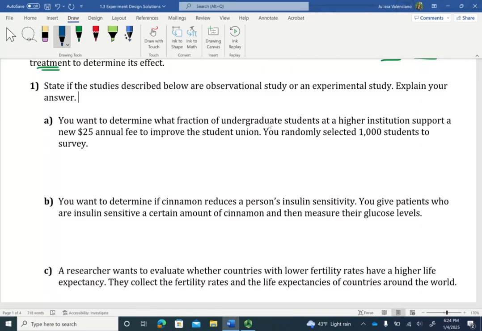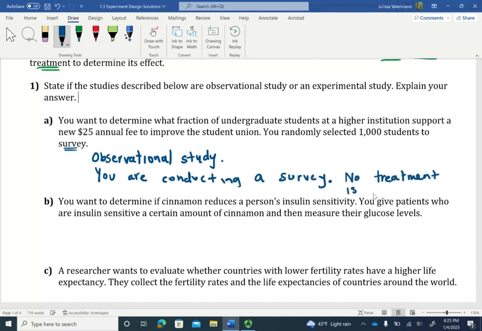You want to determine what fraction of undergraduate students at a higher institution support a new $25 annual fee to improve the student union. You randomly selected 1,000 students to survey. Notice here, you're going to be conducting a survey with the 1,000 students that were randomly selected. Here, you're not applying a treatment. You're not withholding a treatment. Okay? So, thus, this is an observational study because you are conducting a survey. And again, no treatment is being applied.